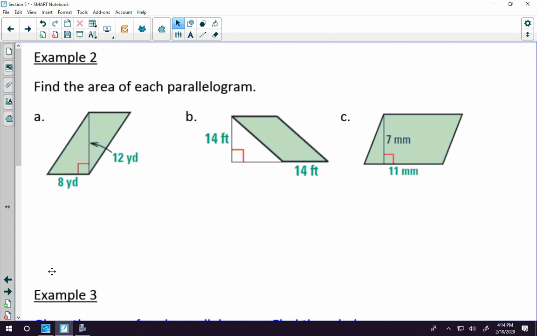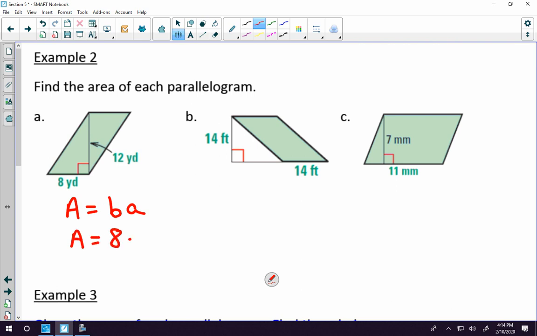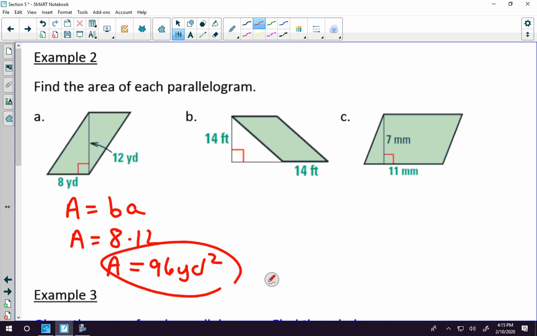Okay, look at the directions: find the area of each parallelogram, looking at letter A as an example. Again, recalling that the area of a parallelogram is the same as the area formula for a rectangle, and we just discussed why that is. So the space inside of a parallelogram is going to be base times altitude. They're asking you to find the area. We know the base length is 8. We know the altitude is 12. So the area of this parallelogram is going to be 96 square yards. 96 square yards. Understanding that in this case the altitude was interior of the parallelogram.